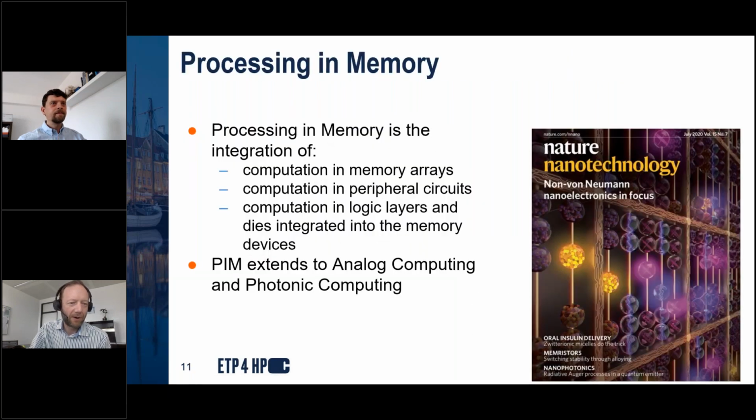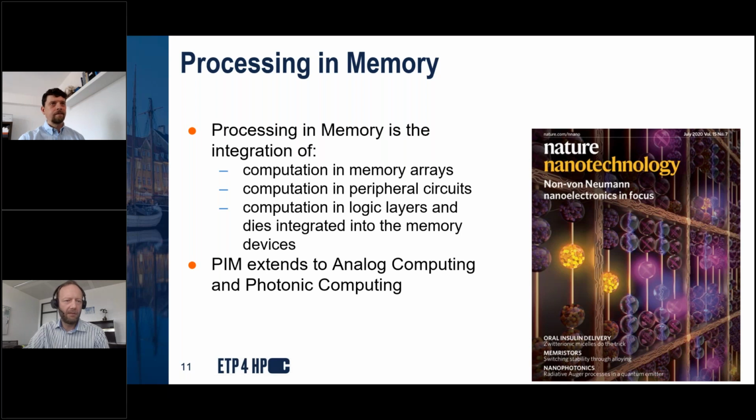Indeed, PIM, or processing in memory, can refer to a number of things. So let's look at this in a broad way. It's essentially integration of computation with memory arrays, with peripheral circuits, into logic layers and dies that are integrated into the memory devices, right? That's how we often look at this. And it also extends to concepts such as analog computing and as well photonic computing.